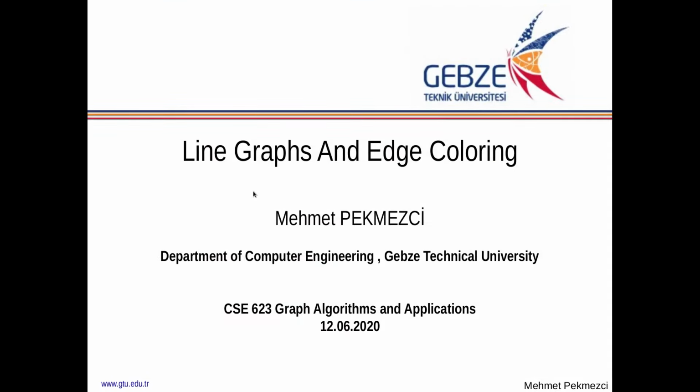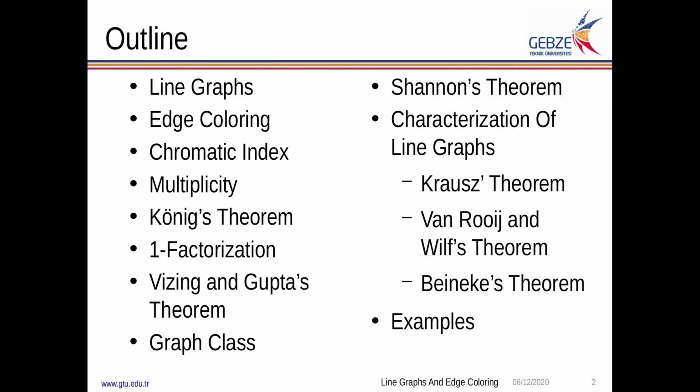Okay, hello everyone. Today we will talk about line graphs and edge coloring. Our outline is line graphs, edge coloring, chromatic index, multiplicity, Koenig's theorem, one factorization, Vizing and Gupta's theorem, graph class, Shannon's theorem, characterization of line graphs, Krausz's theorem, Van Rooij and Wilf's theorem, Beineke's theorem, and examples.